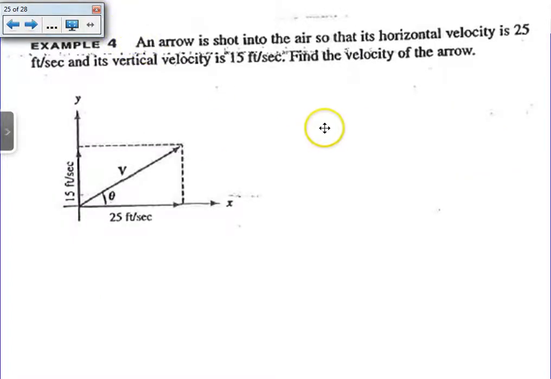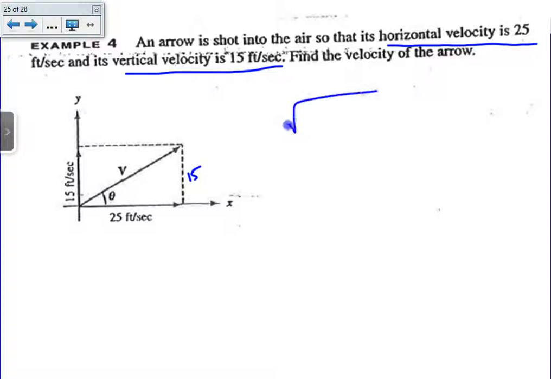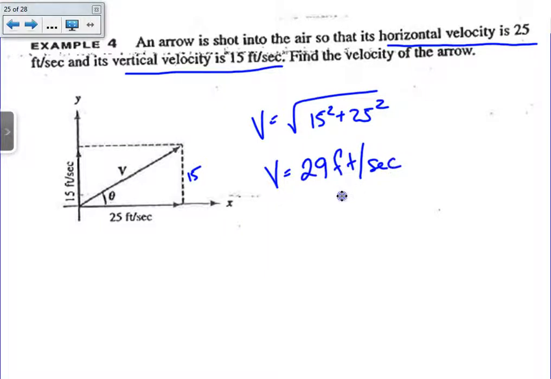An arrow is shot into the air so that its horizontal velocity is 25 feet per second, and its vertical velocity is 15 feet per second. Find the velocity or the magnitude of the vector for the arrow. So they're kind of working backwards this time. I'm thinking if we wanted to find v, we could just do Pythagorean theorem, because remember this is 15. So 15 squared plus 25 squared is the magnitude. So I think that comes out to 29 feet per second. I think that is an approximation.